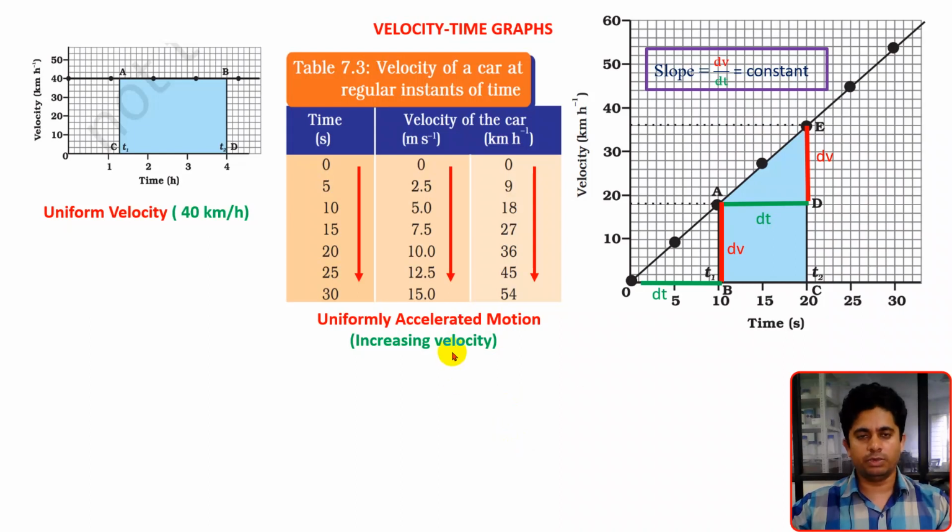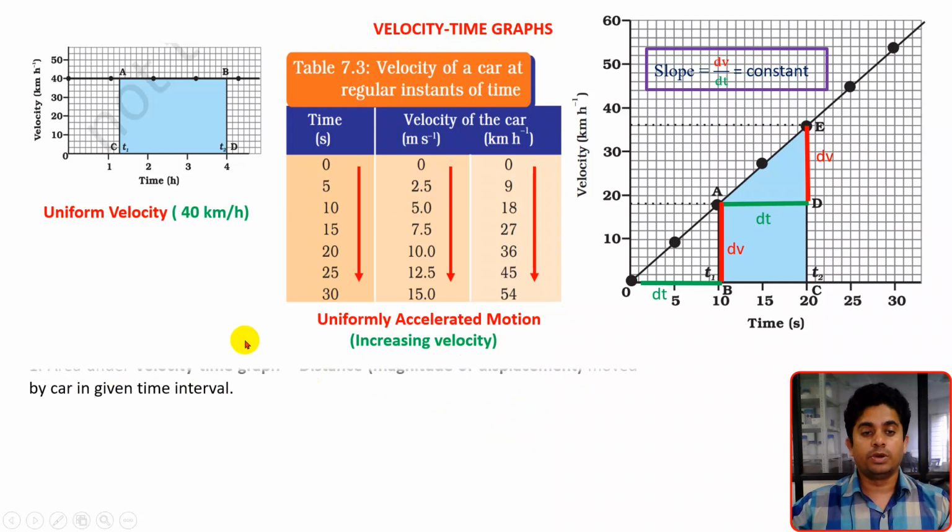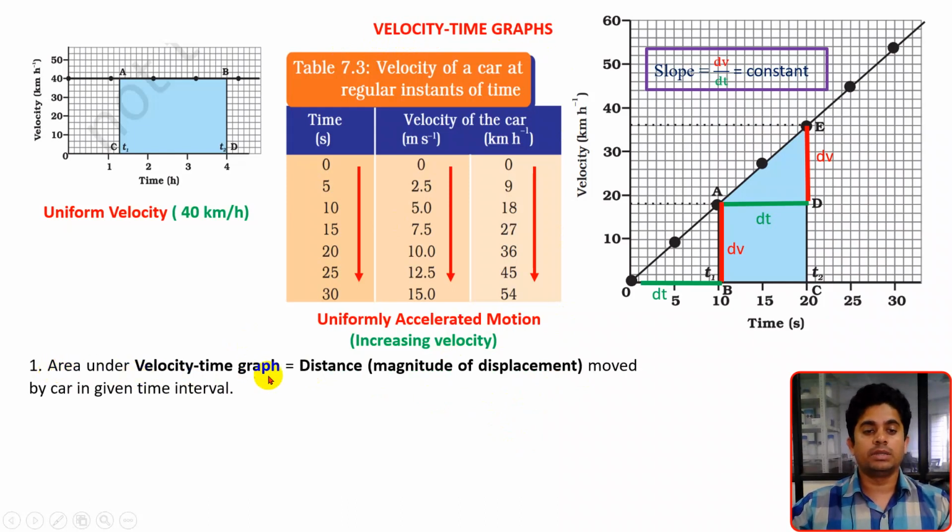Hello everyone. We will continue our discussion on this velocity time graph. In the last video, we discussed that the area under the velocity time graph is equal to the distance, or magnitude of the displacement, moved by the car in a given time interval. This is the basic thumb rule that we are following: the area under the line, or area under the curve, is nothing but the magnitude of the displacement.